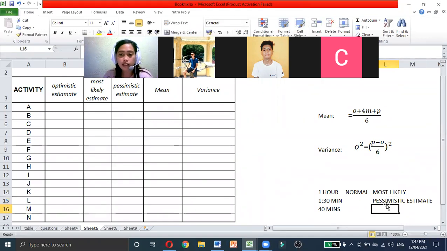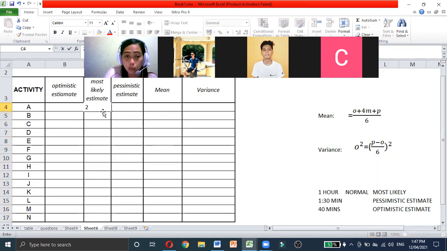Okay, and 40 minutes, that is the optimistic estimate. In order for us to identify the optimistic, the most likely, and the pessimistic estimates, going back to our problem, Mr. Perty should ask his supervisors how many days each activity takes. The most likely is what they would normally put, the normal weeks.